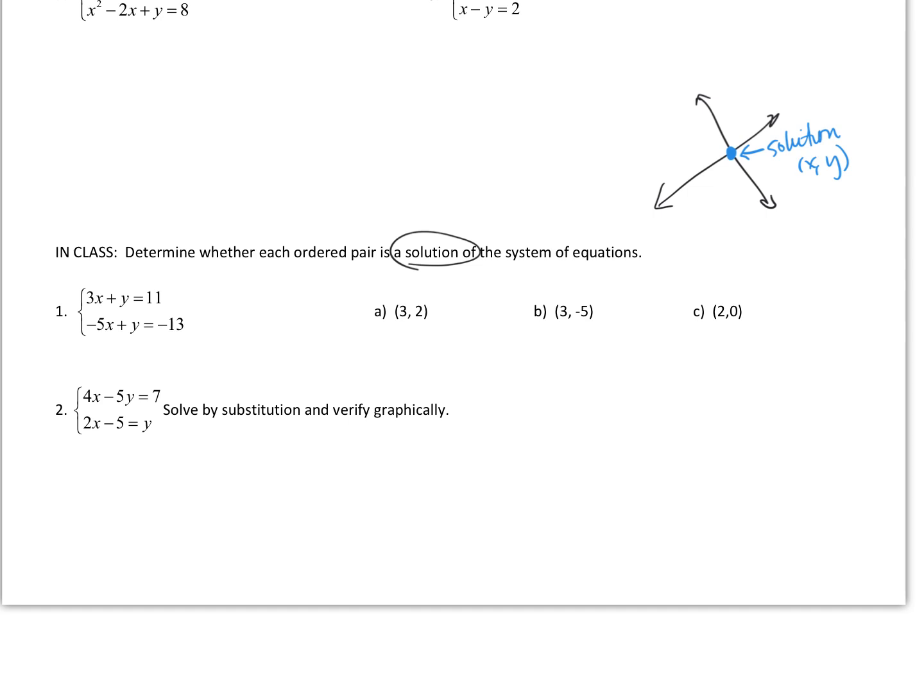So all you're going to do is plug in x and y into the equations and see if it's true. For instance, like the first equation, 3 times 3 plus 2, what is that, 9 plus 2 equals 11. Is that what it's supposed to equal? Yeah, so that's a solution to the first equation. That's great, but it has to work in both. So negative 5 times 3 plus 2, what is that, negative 15 plus 2, negative 13, is that what it's supposed to equal? Yes, so this is a solution. I would say yes to this one.